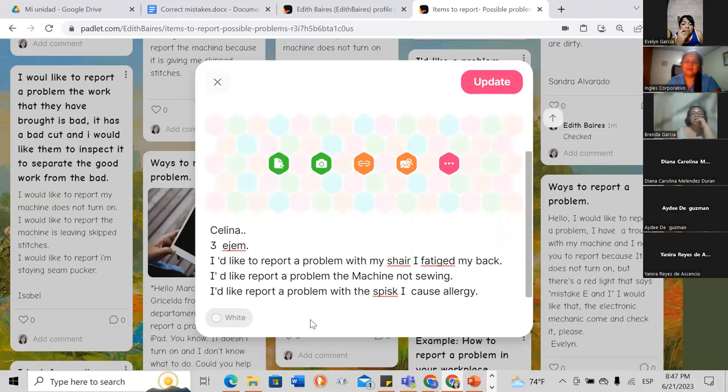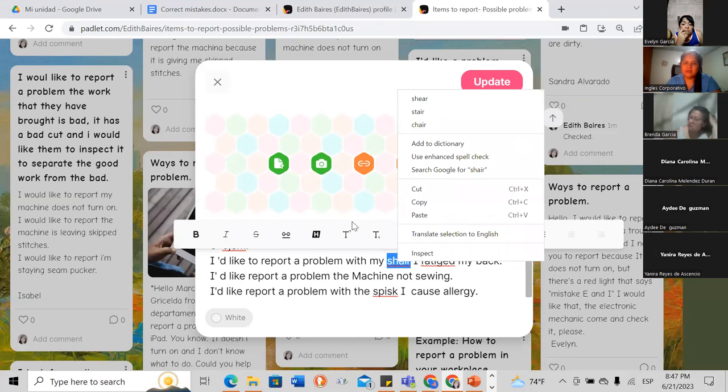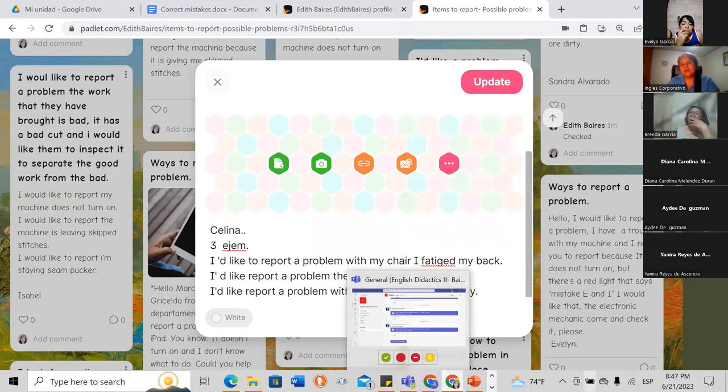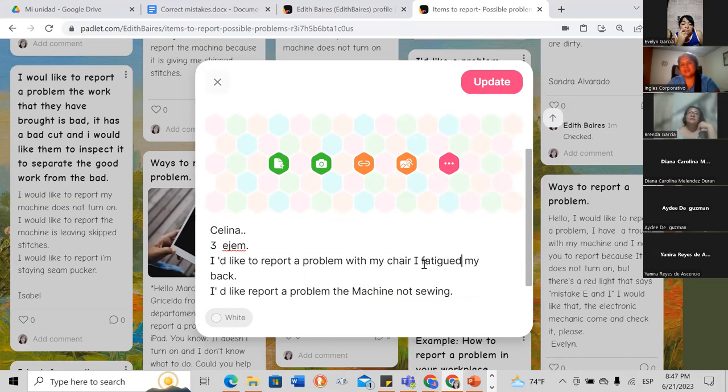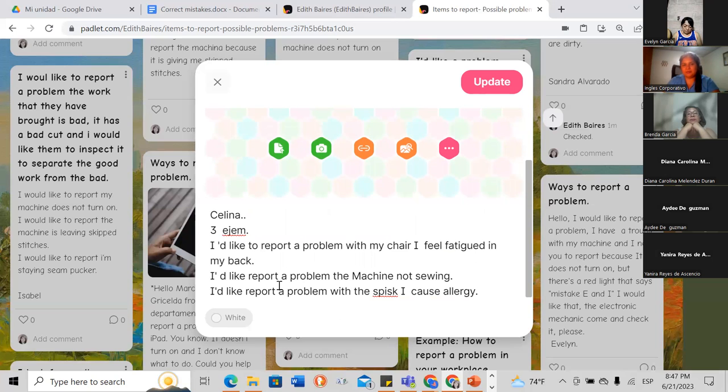I like to report a problem with my chair, con su silla, ¿verdad? Entonces, sí. Con C, with my chair. I fatigue. I feel fatigue in my back. I'd like to report a problem, the machine is. No utilizamos letra capital porque no hay punto, okay? Ahorita no lo utilizamos para escribir machine.